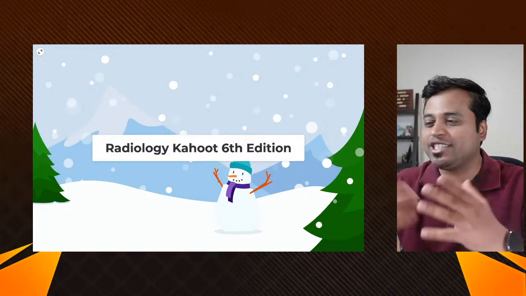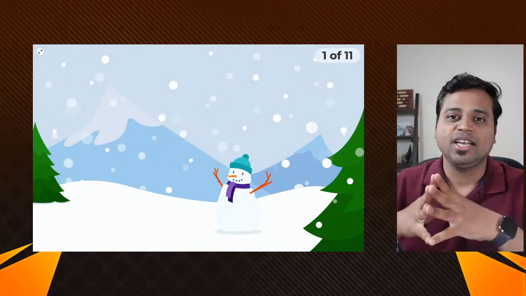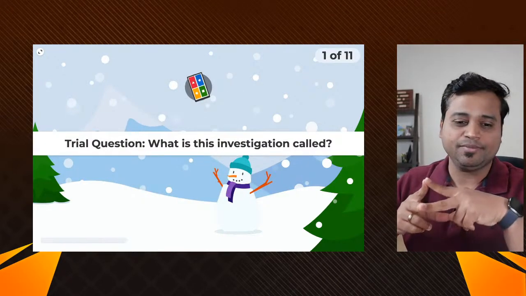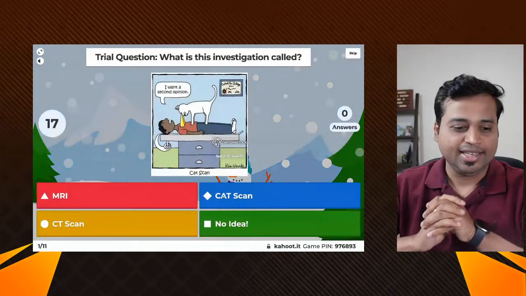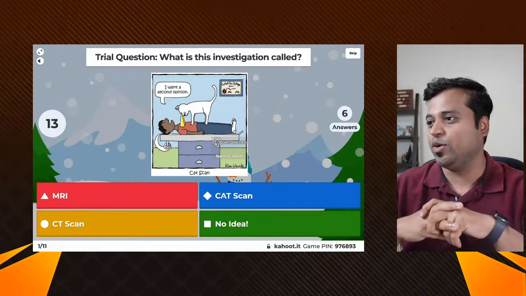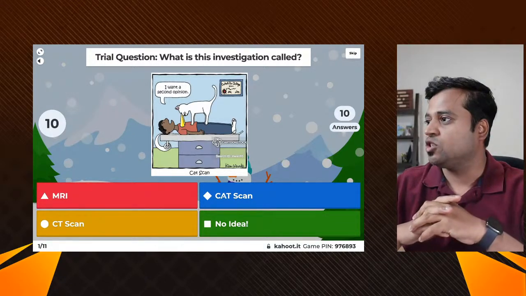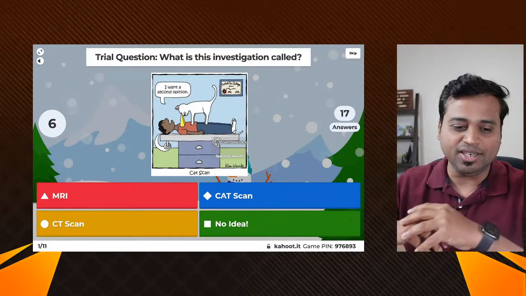As always, the first question is a starter question. There are no points for this. It's a trial question. What is this investigation called? Is it MRI? Is it CAT scan? Is it a CT scan? Or I don't have any idea about what this is. So on your mobile devices, click the correct option.